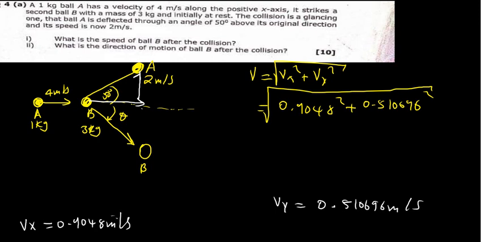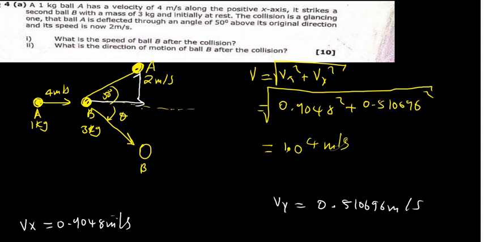So that is going to give us 1.04 meters per second. So that is the velocity at which the second ball is going to be moving. Now the second question is asking what is the direction of motion of Bobby after collision.